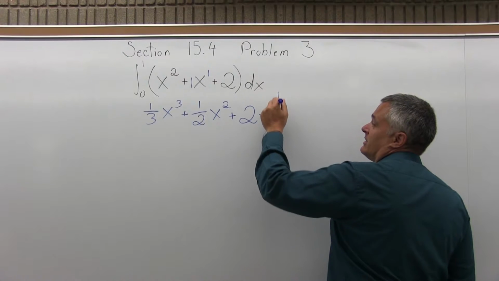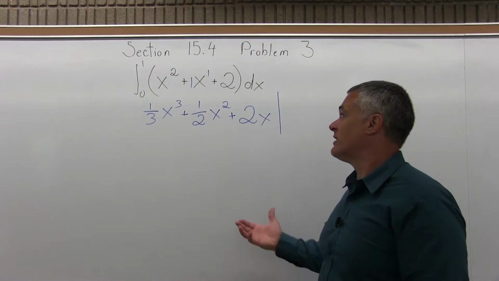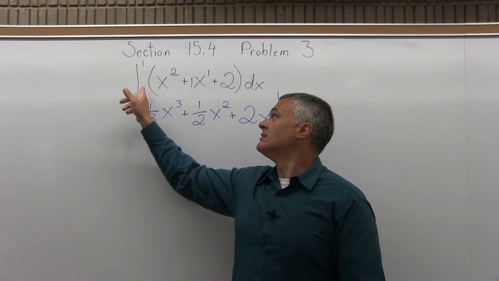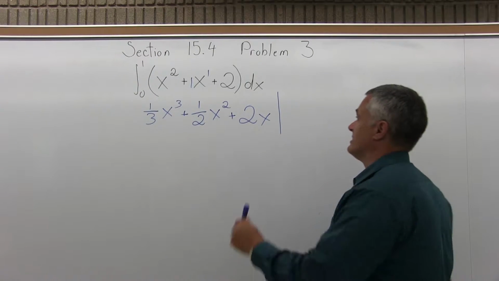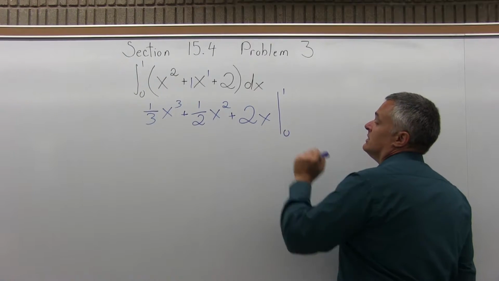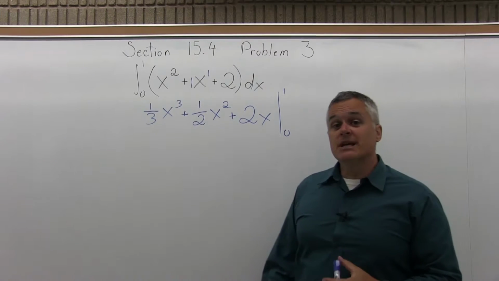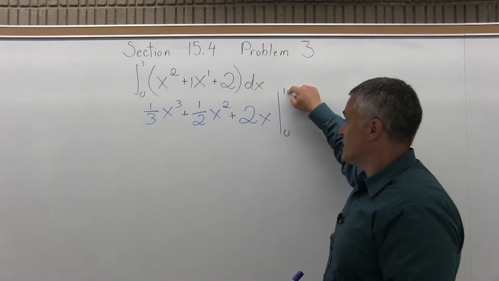That's the integral. And the notation, I put a long vertical line to the right of my answer for the integral, putting in the limits of integration, in this case the 1 and the 0. So that's step 1. The second step is to put in the upper limit of integration, in this problem a 1.